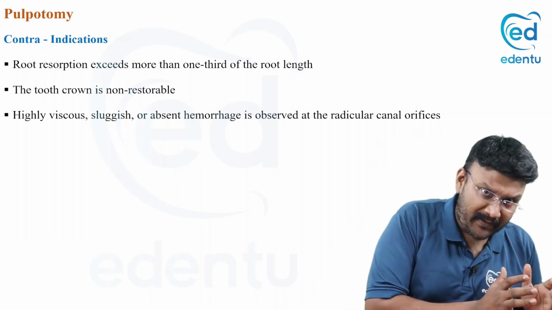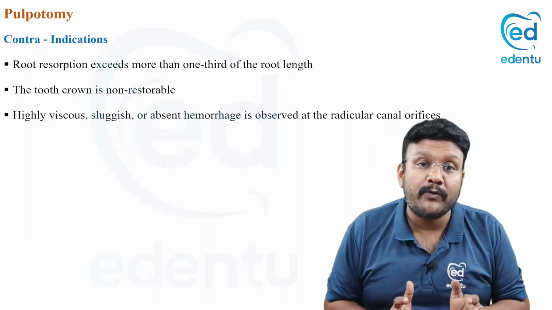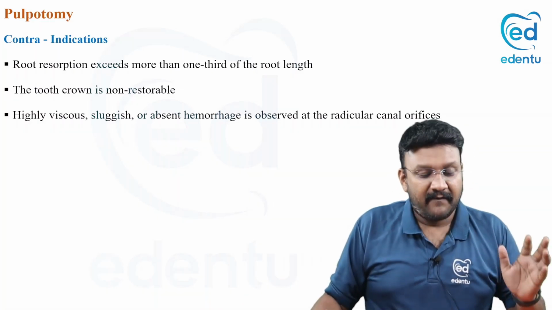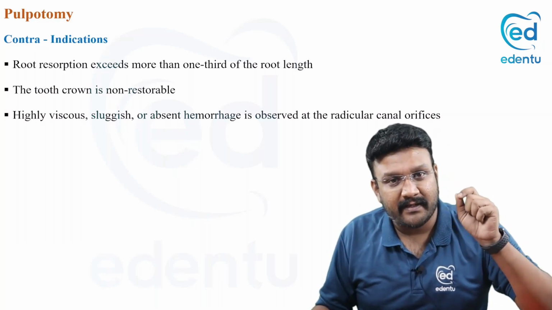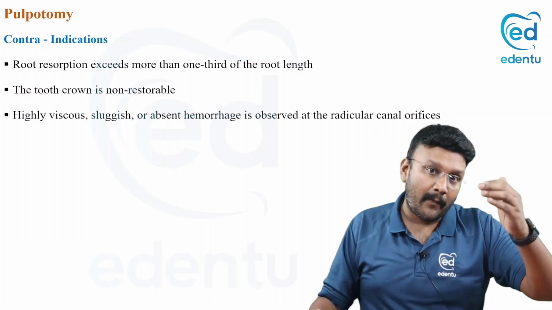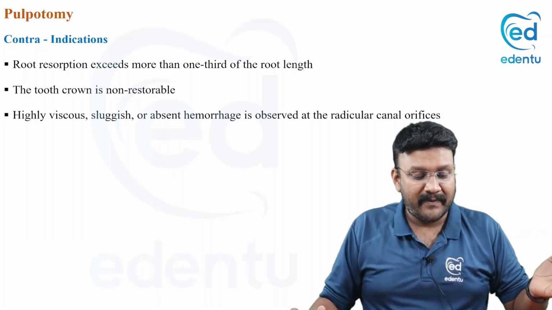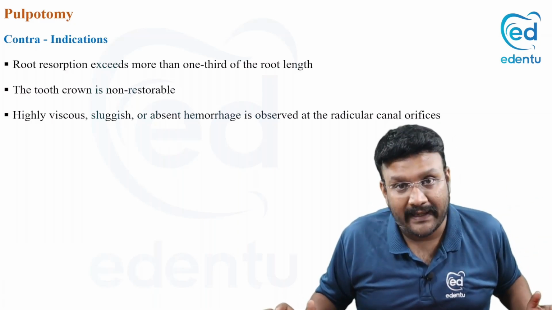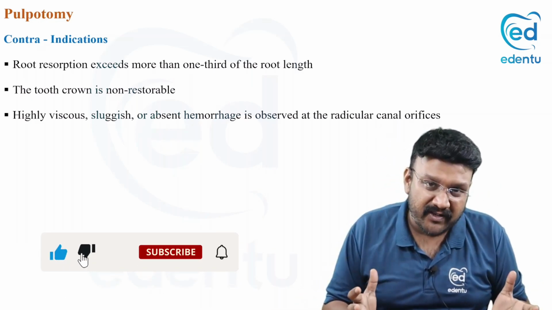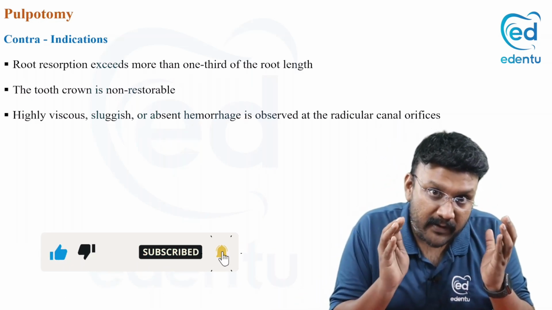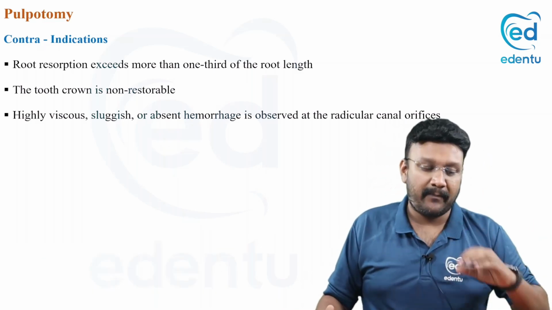Now, coming to the contraindications. We spoke about the indications of the pulpotomy. Next come the contraindications, where we are not supposed to do a pulpotomy procedure. First is the root length. If the root length is less than 2/3 of the root of the normal tooth, then you are not supposed to do a pulpotomy, which means the root resorption exceeds more than 1/3 of the root length. Then, the crown is non-restorable. Imagine the crown is completely fractured and you are not able to give a proper restoration. In such cases, it's better not to go ahead with the pulpotomy procedure.